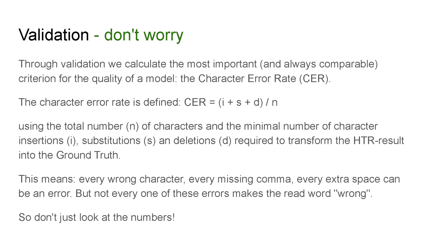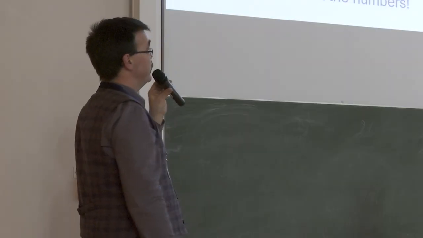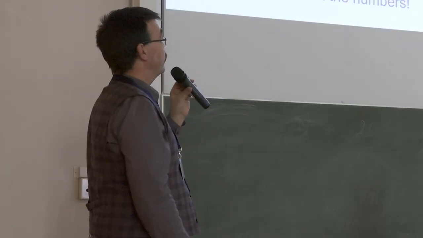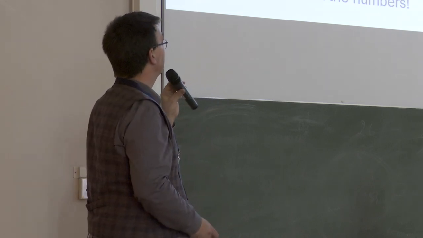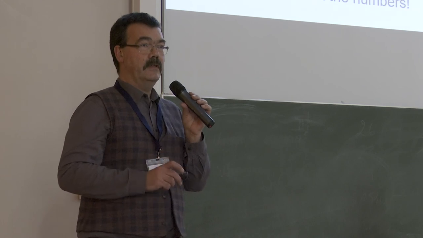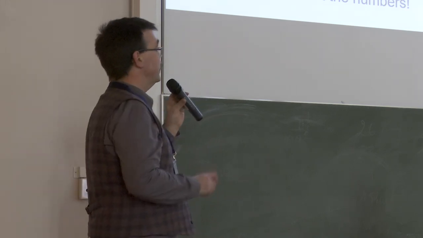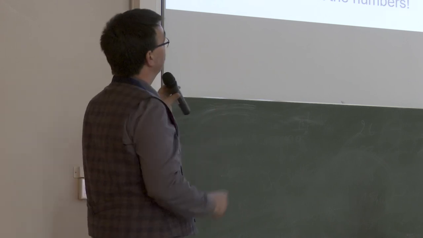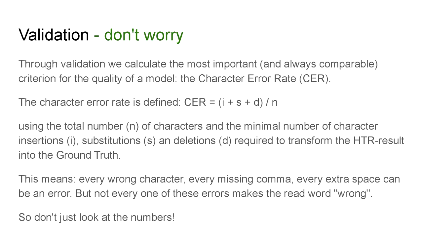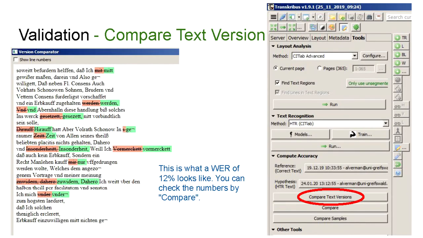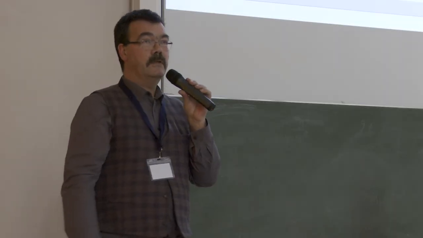So the character error rate is a calculation using the total number and then all the insertions, substitutions and deletions required to get from the HTR result to the ground truth. This means every wrong character, no matter what kind of character, is an error. But if you look here, not all these errors have an effect on the search impact of your model. It depends on what you want to get out at the end. If you want a searchable plain text, half of all these errors calculated in a character error rate are not important for a full text search.